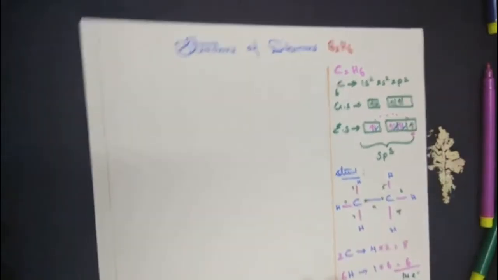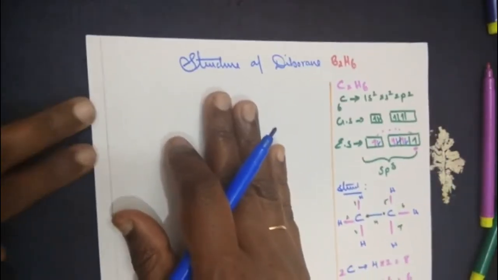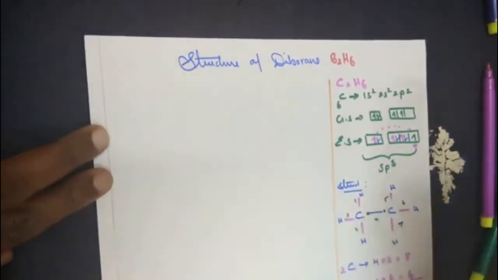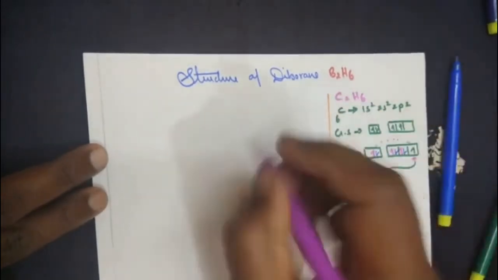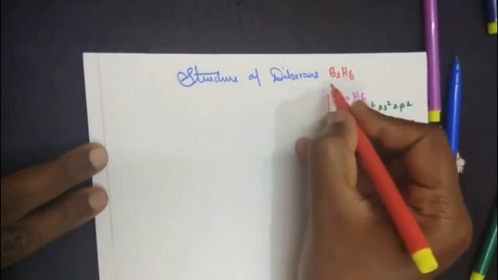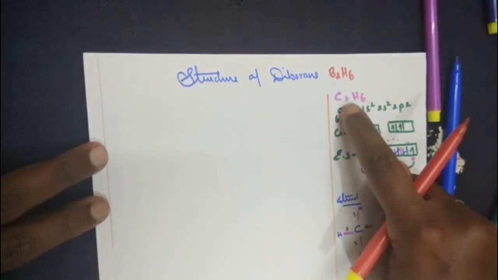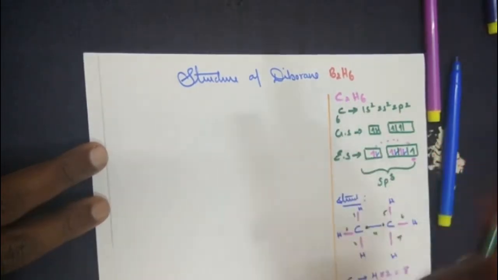Now with this, we'll stop with the ethane molecule. We'll come back to the diborane molecule and proceed in the same way. Now if I take diborane, what's the molecular formula? B2H6. First we will plot the hybridization orbitals for boron.